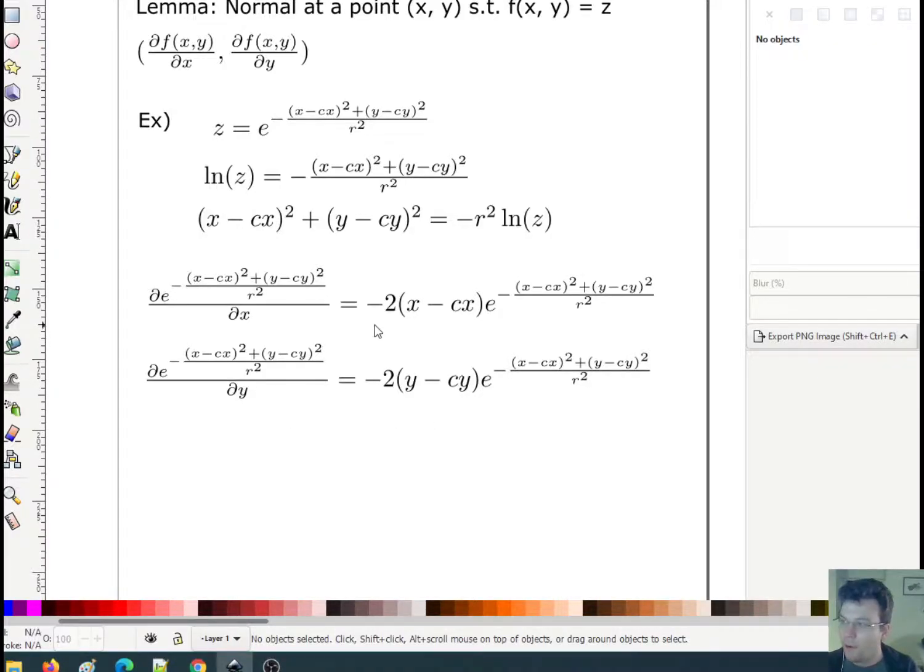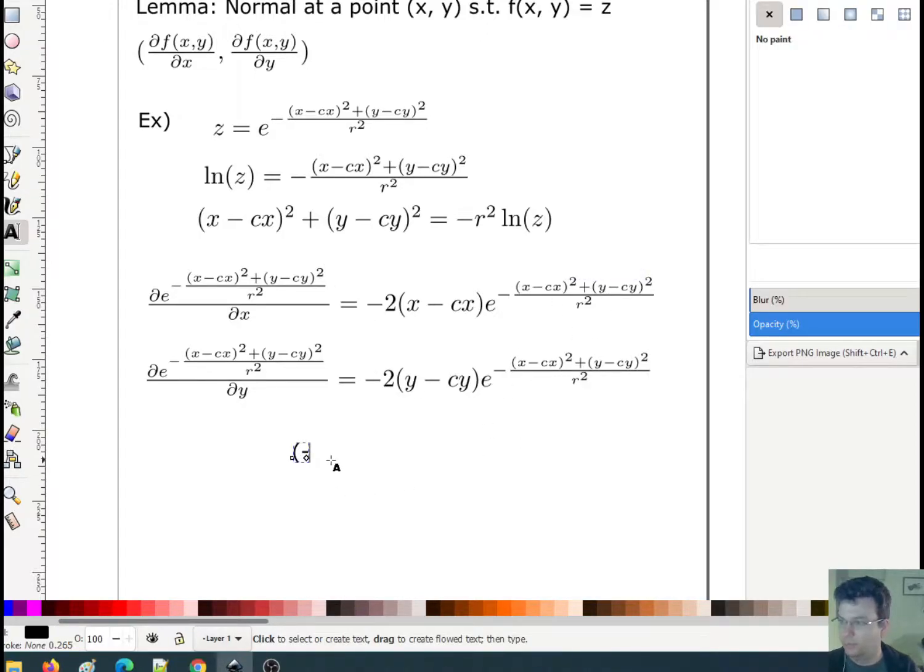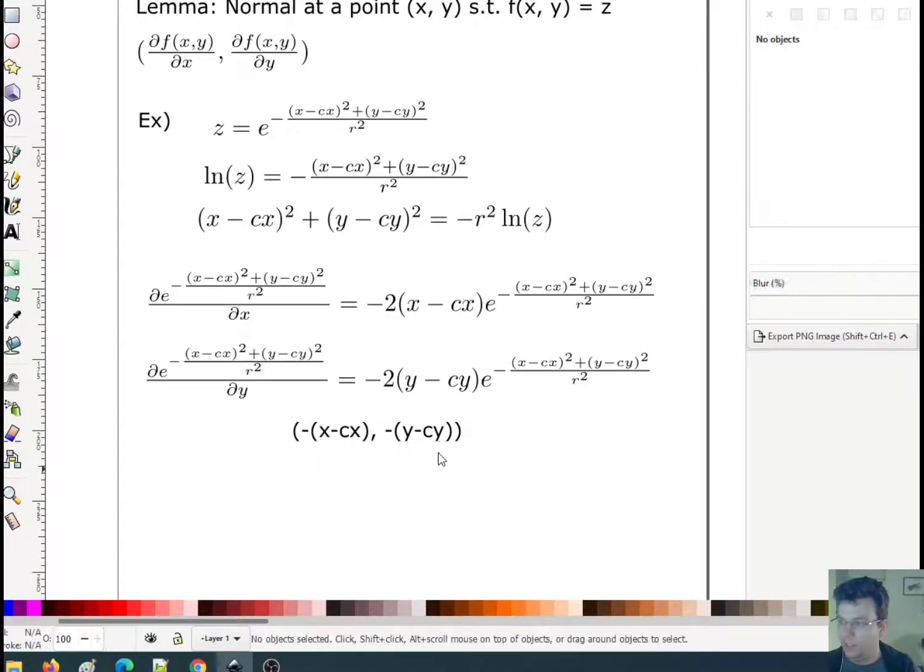So what I can do is, I don't change the direction if I divide the components by a positive or non-negative number. I guess we should say positive. So if I divide both of these by 2 times this thing, this is the same here as here, so I can divide by that, and I end up with just negative x minus cx, negative y minus cy. So this is a vector which is in the direction of the normal.